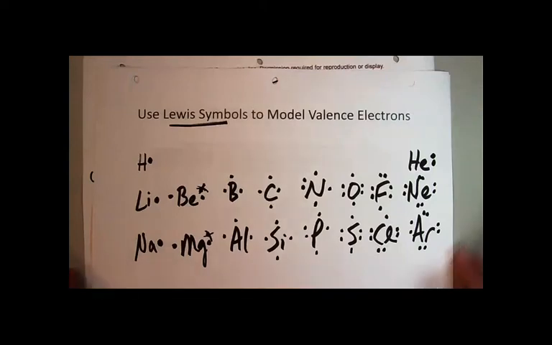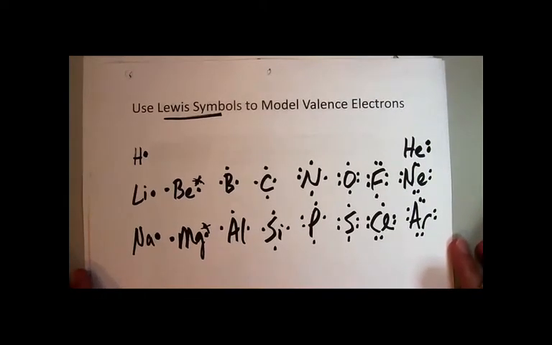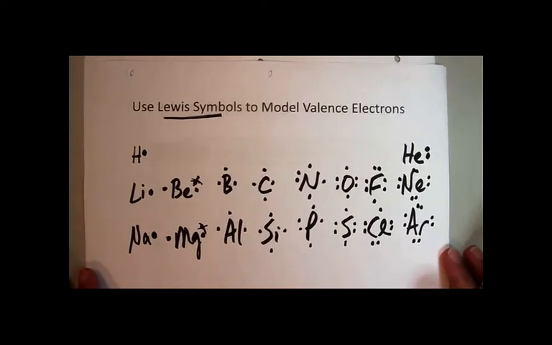We're going to use these Lewis symbols to help us model bonding in molecules. Okay. The last unit we talked a lot about ionic compounds and how, knowing the number of valence electrons, you can predict the types of cations and anions, the charges on the cations and anions, and then you can predict the formula of the ionic compound.